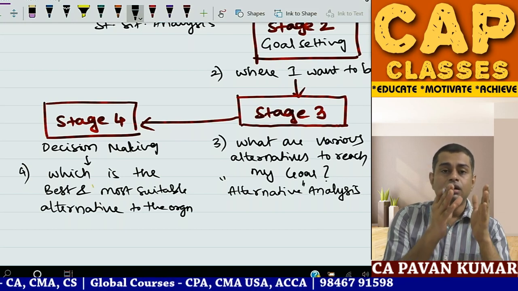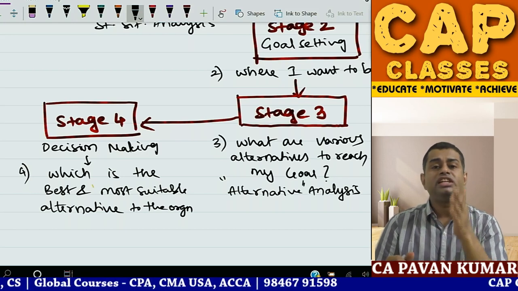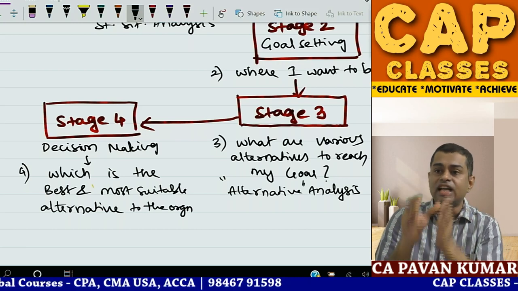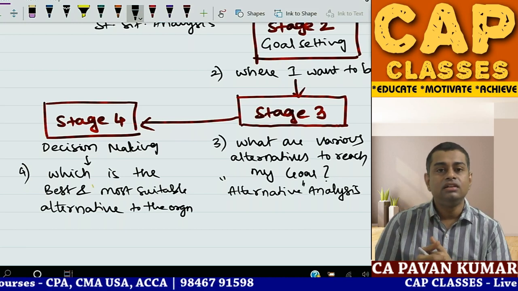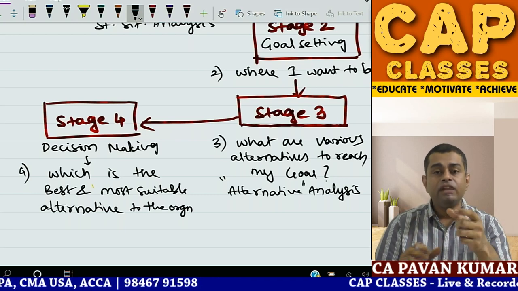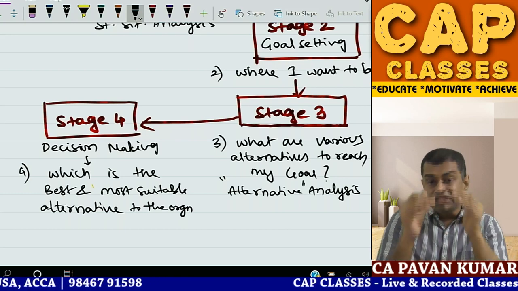You'll write particulars, accounting, finance policy 1, finance policy 2, finance policy 3. Particulars, average collection period 30 days, 45 days, 60 days. Particulars, mission A, mission B, mission C. Particulars, debt equity 1:1, debt equity 2:1, debt equity 3:1. So which is the best alternative?